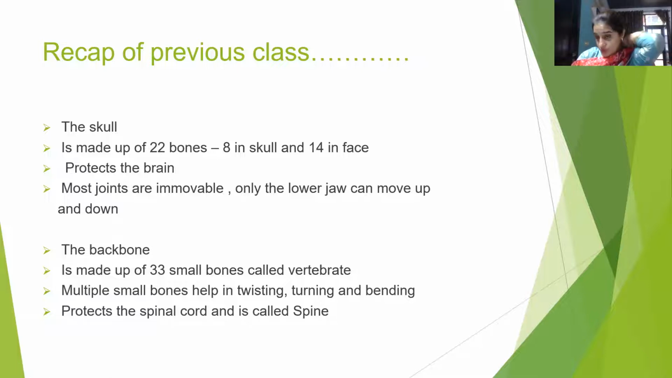So do you know that we have a backbone which goes from the neck to the lower back of our body? It is present in the center. It is also known as the spinal cord, and it consists of 33 vertebrae. Yes, my friends, 33 vertebrae, and vertebrae is the plural, but vertebra is the singular. So 33 vertebrae joined together form our spinal cord. These multiple small bones help in twisting, turning, and bending.